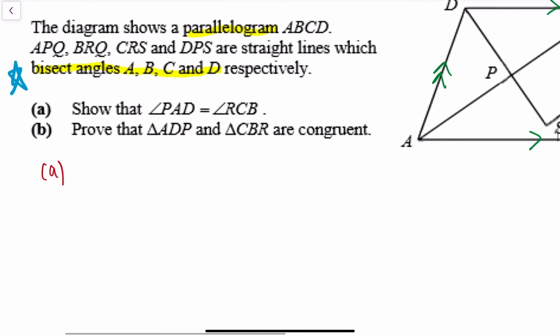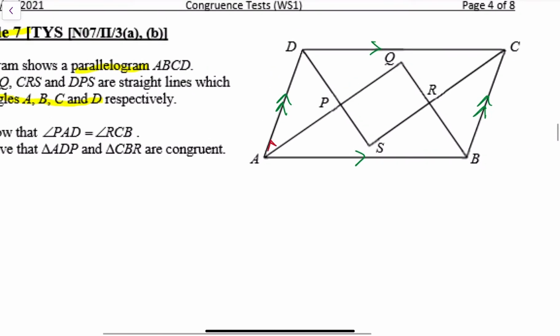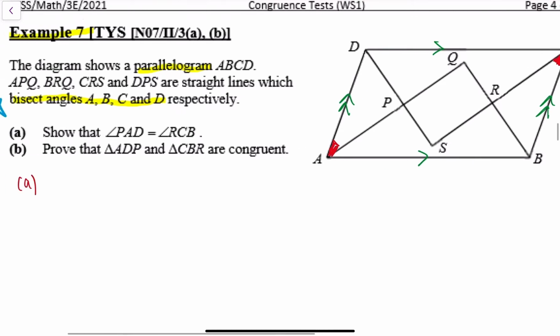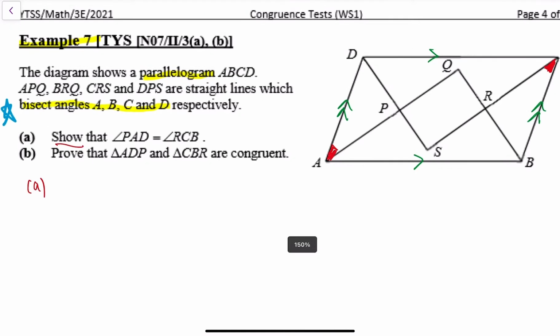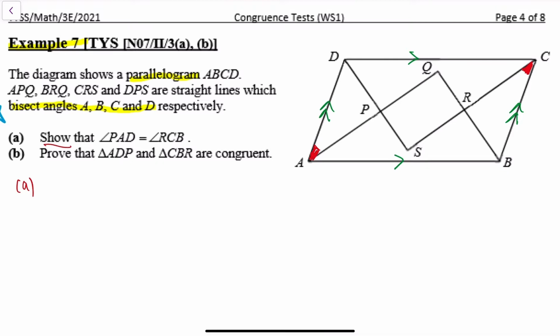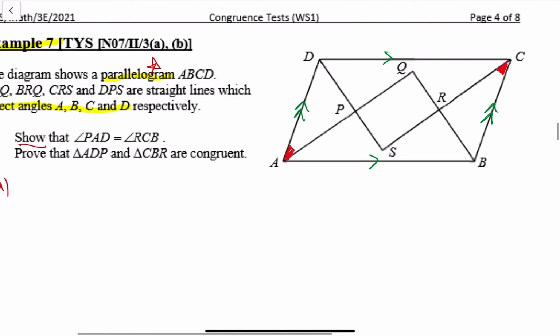Right, let's do the first one. PAD equals to RCB. So where is it? PAD is right here. RCB is right here. So I want to show that these two angles are equal to each other. So first, I look at the diagram. I take the first information given to me. It is a parallelogram. So when it is a parallelogram, it essentially means that the opposite angles of a parallelogram are equal to each other. Why? Because of the parallel lines.